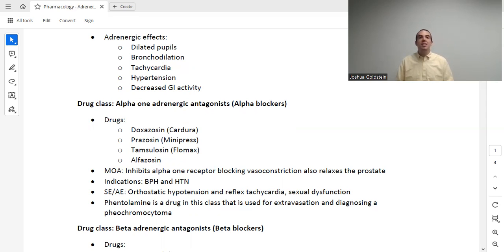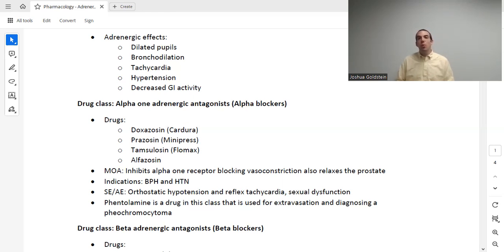Some of the drugs in this class are doxazosin, prazosin, tamsulosin, and others. These drugs work by blocking the effects of alpha-1. Well, alpha-1 causes vasoconstriction, so these drugs will result in vasodilation. Also, alpha-1 causes prostate constriction, which squeezes on the urethra and makes it harder to initiate and sustain a urine flow. This will relax the prostate and thereby allow the initiation or sustainment of a urine flow.